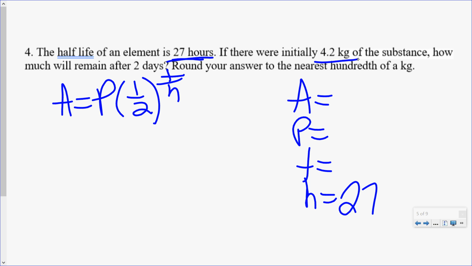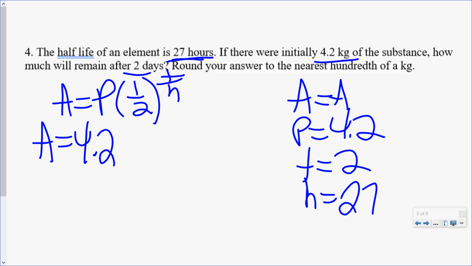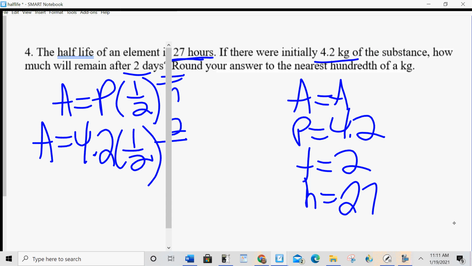There were initially 4.2 kilograms. That's your P. 2 days, that's your time. A is what we're trying to find. A equals 4.2, 1/2 to the power of T over, oh, I just realized there's a little twist. All right, let me back it up.